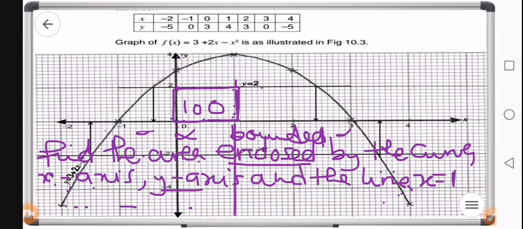So I'm going to count 1, 2, 3, 4, 5, 6, 7, 8, 9, 10, 11, 12, 13, 14, 15, 16, 17. So 100 minus 17 gives 83.